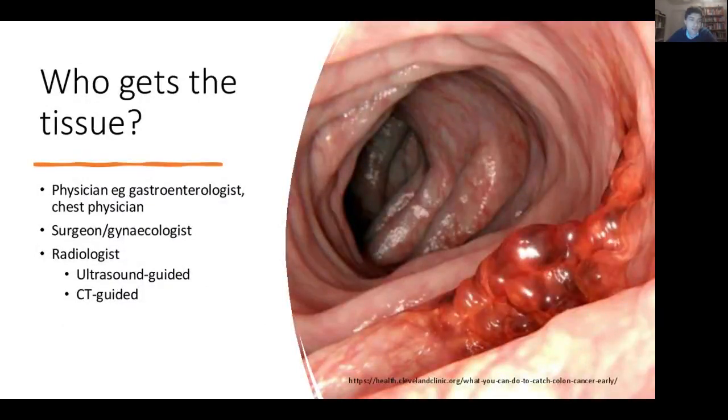Who gets the tissue? Well, commonly a physician, such as a gastroenterologist or a respiratory physician, a surgeon or a gynecologist, or a radiologist using an ultrasound probe or a CT-guided biopsy.